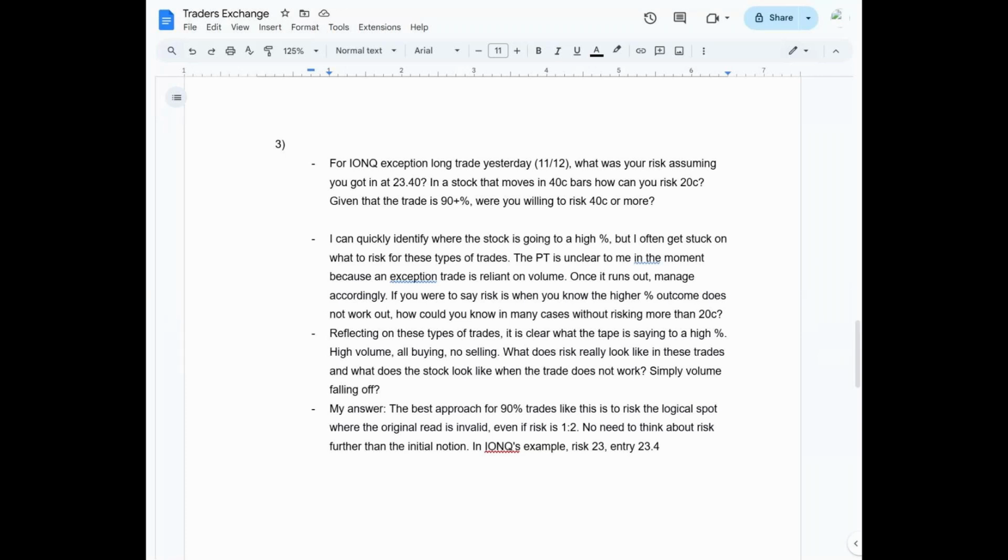I can quickly identify whether a stock is going to a high percentage, but I often get stuck on what to risk for these types of trades. Okay, so let's answer that. If you can make it 50 cents, Milan, how much are we looking to risk?